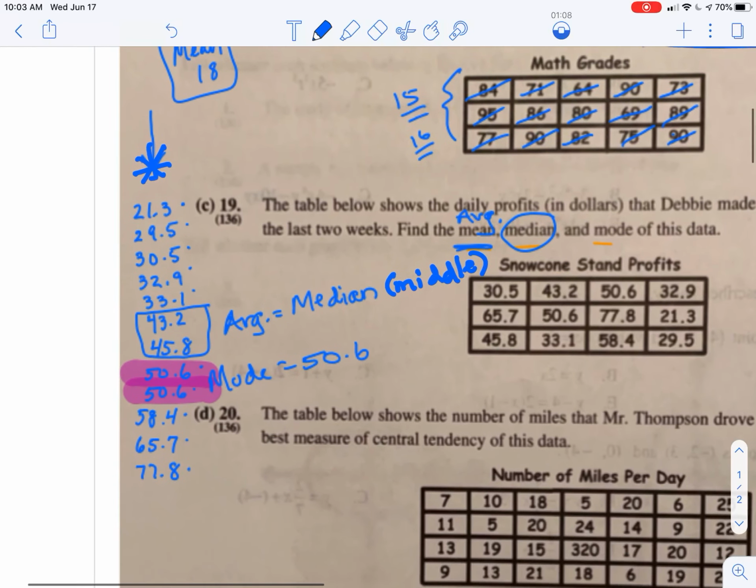Typically, I personally like the column. It just depends what kind of room I have on my paper. But I find it easier to find the middle number this way. The middle number is always going to be directly in the middle.